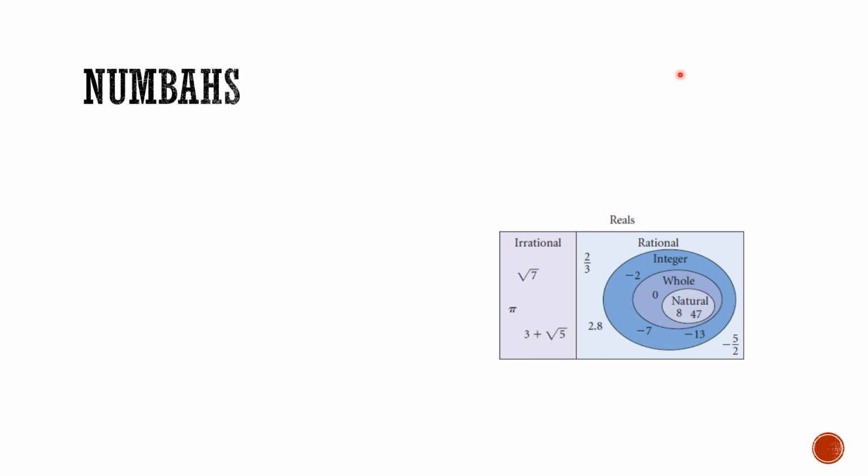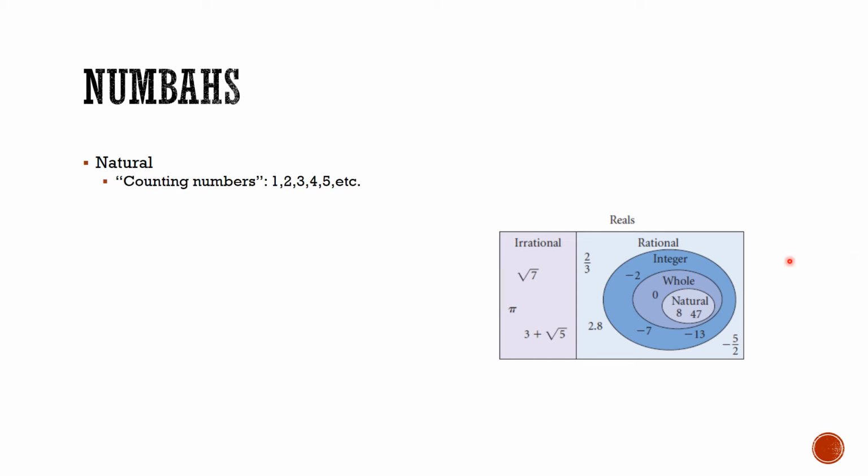There are 5 different types of numbers. So you got 1, 2, 3, 4, 5. So we're going to start with the innermost one. So this one is the smallest subset of the real numbers.